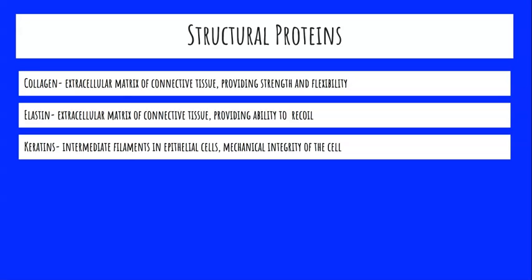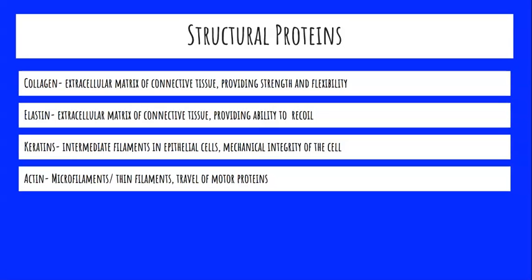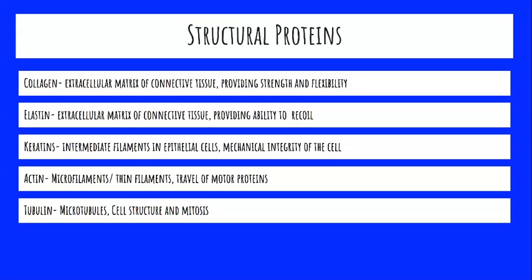Keratins make up intermediate filaments in epithelial cells, mostly contributing to the mechanical integrity of the cell. Actin makes up microfilaments and thin filaments in myofibrils. These are used for travel of motor proteins. We will get to that later on. Finally, tubulin makes up, you should be able to guess it, microtubules, providing structure and aiding in mitosis.